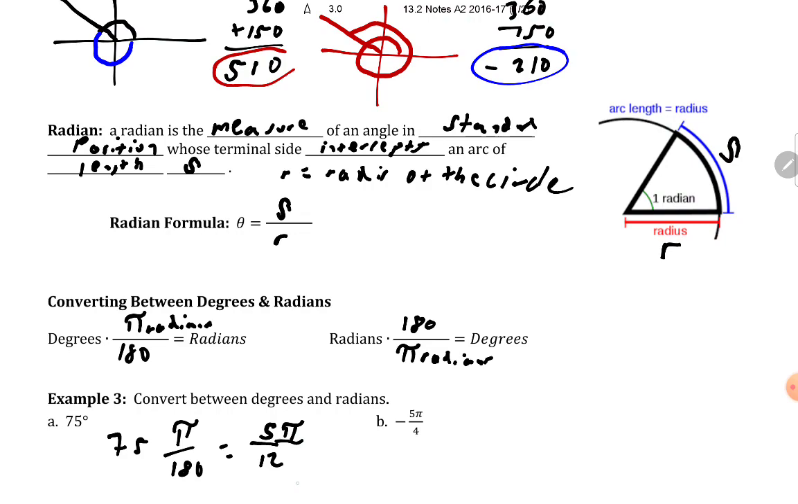No more degrees. These degrees cancel. Part B, this is in radians, so we're going to switch it over to degrees. We take a negative 5 pi over 4, multiply it by 180 degrees over pi. The pi's cancel, and we're left with negative 900 degrees over 4, which is negative 225.